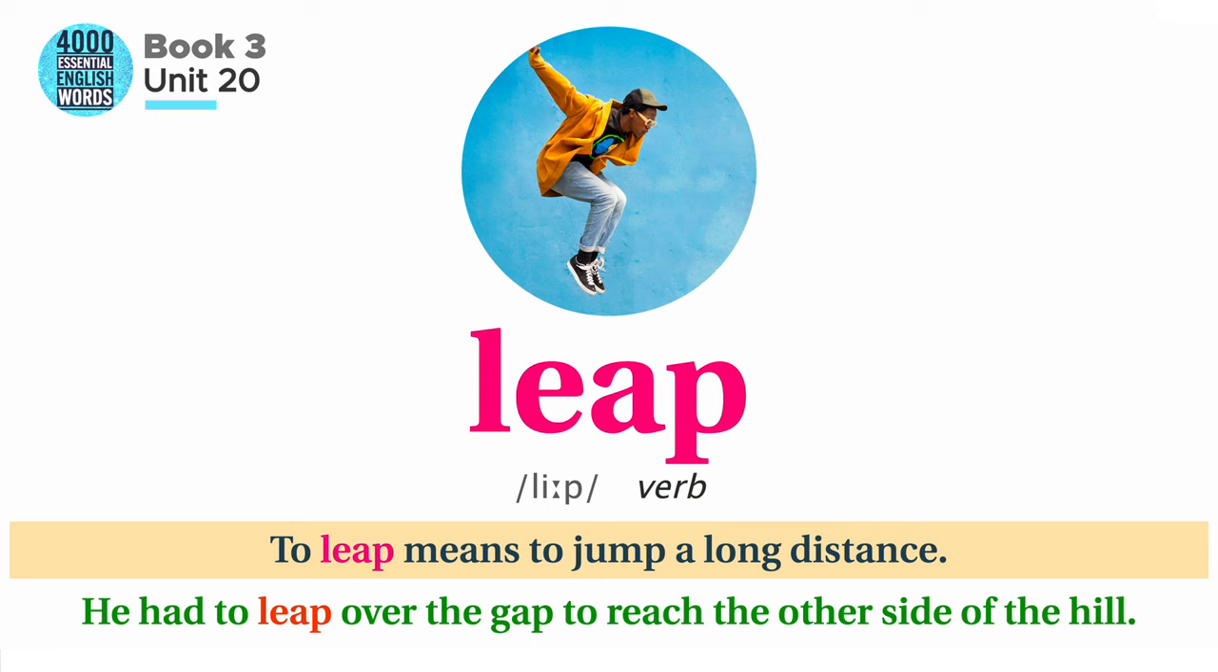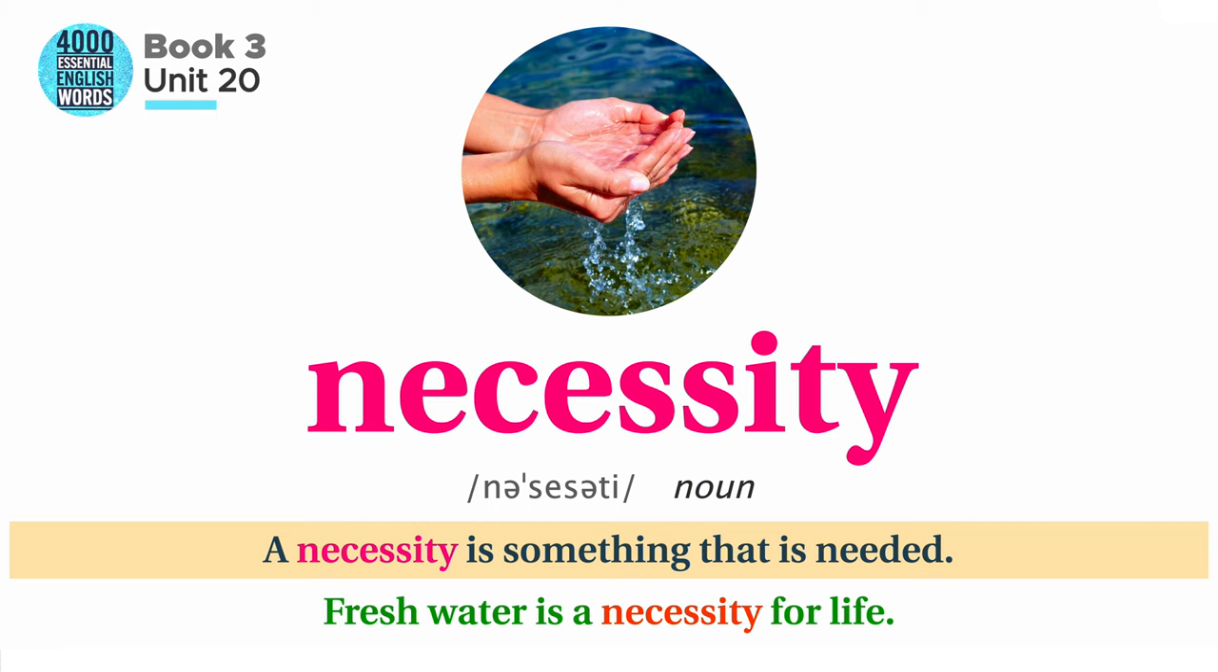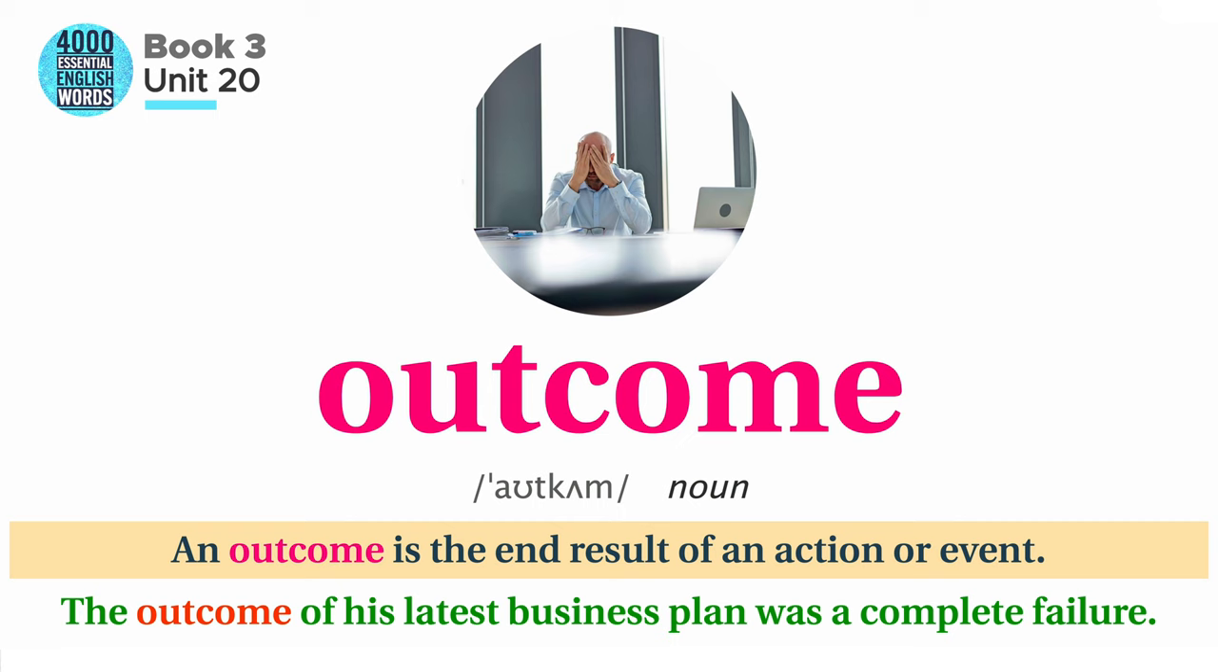Magnificent. Magnificent means beautiful and grand. The man gave his wife a pair of magnificent diamond earrings. Necessity. A necessity is something that is needed. Fresh water is a necessity for life. Outcome. An outcome is the end result of an action or event. The outcome of his latest business plan was a complete failure.